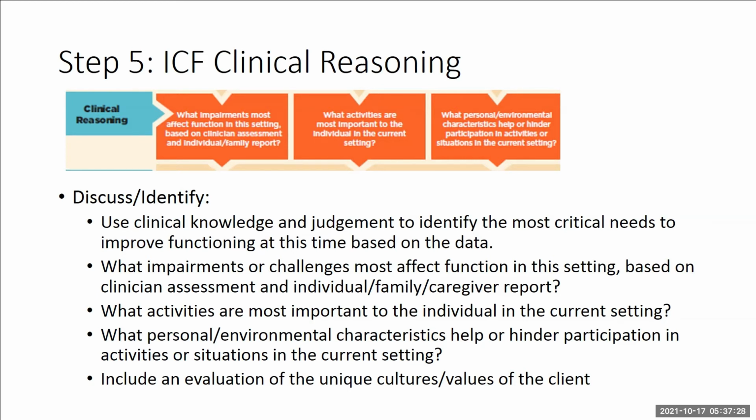You decide which impairments or challenges most affect functioning in this setting based on clinical assessment and individual, family, and caregiver report. You determine what activities are most important to the individual in the current setting. You determine what personal and environmental characteristics help or hinder participation in activities or situations in the current setting. And you include an evaluation of the unique cultures and values of the client. So using all of these considerations, you set out a priority for what we can do in intervention that will make the largest and most important functional changes so that the child can operate more effectively in the environments.